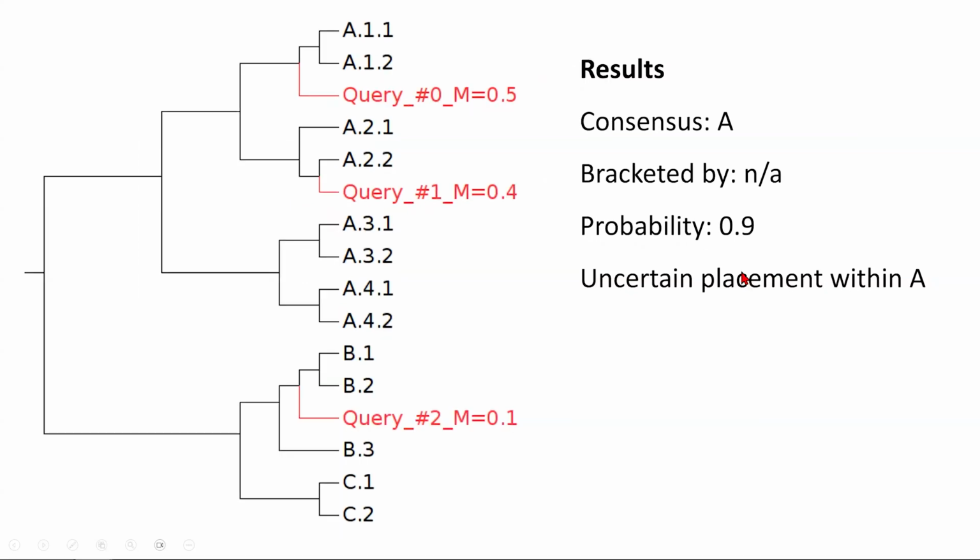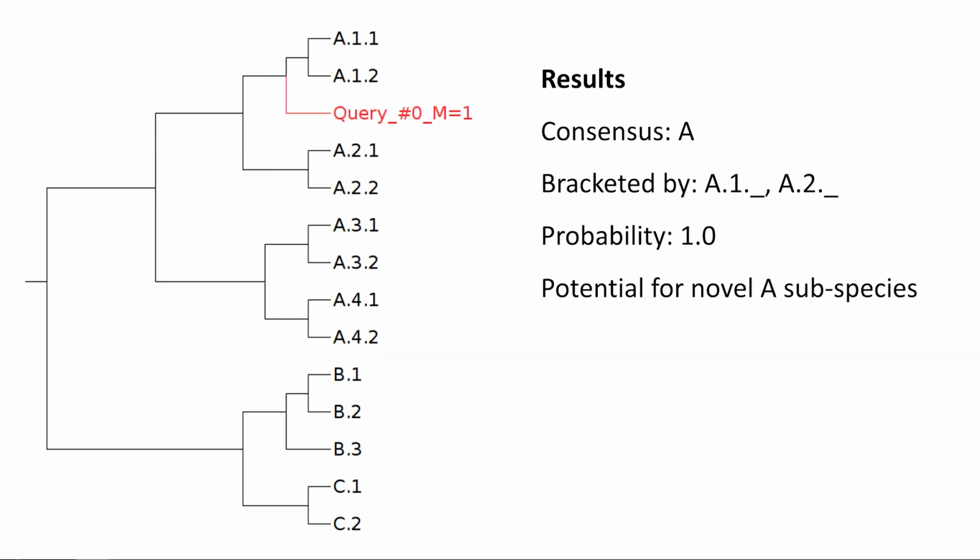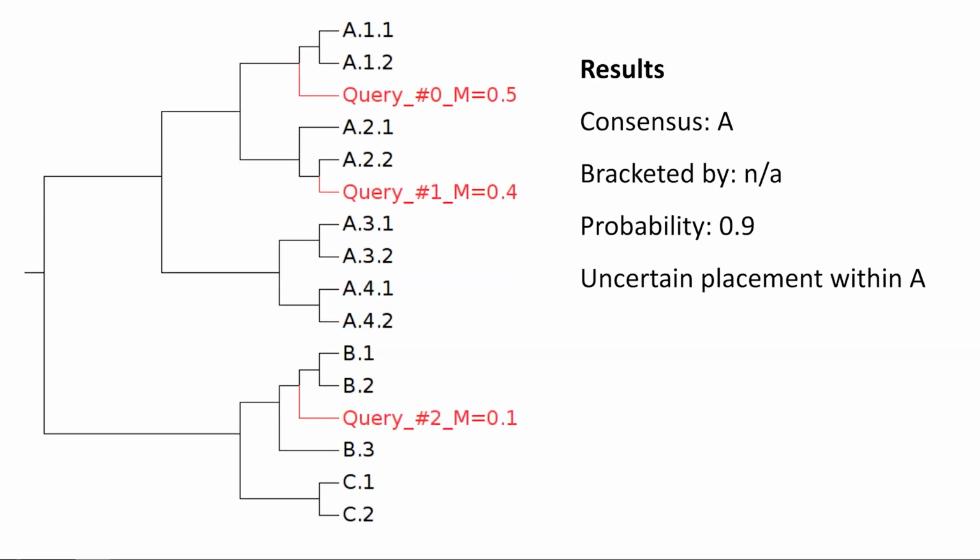Now we have a case with three placements, which is very similar to the case before. And I need to check the time if I'm not over. Okay, still good. So here we have A. Here we have placement within A with a probability of 0.9 because there's a small chance it might actually be outside of it. And consensus is A, nothing bracketed, uncertain placement within A. So that's also pretty easy.